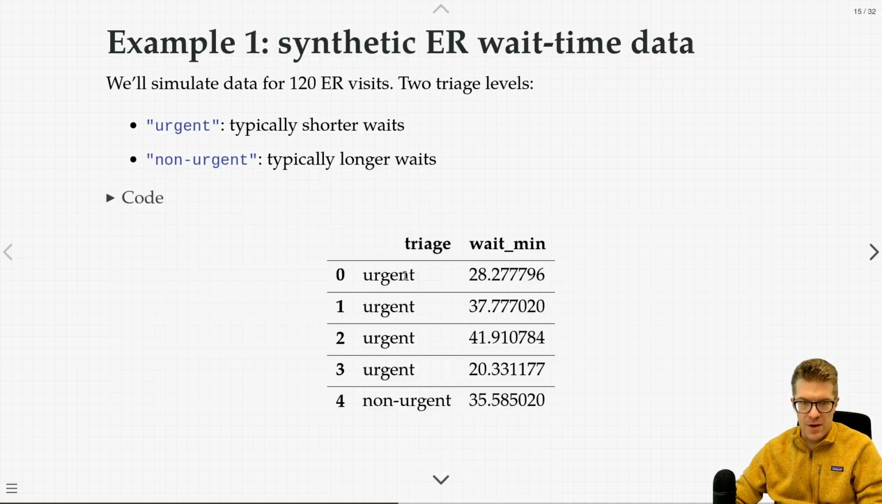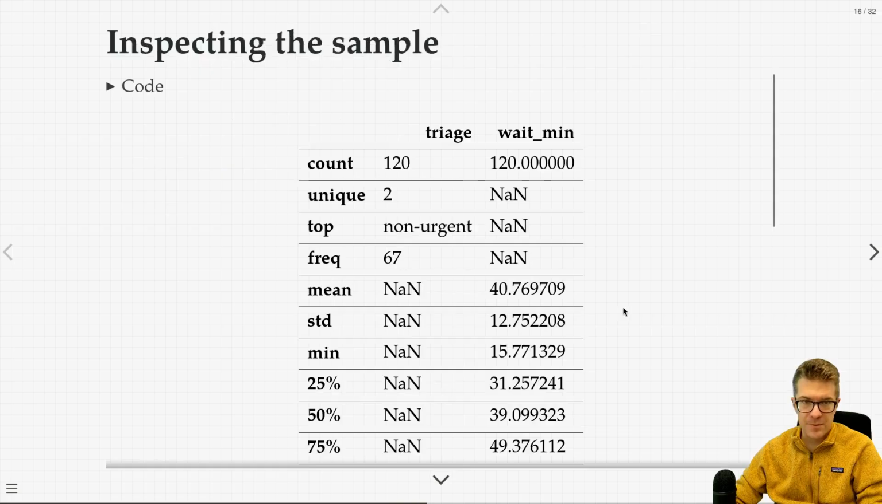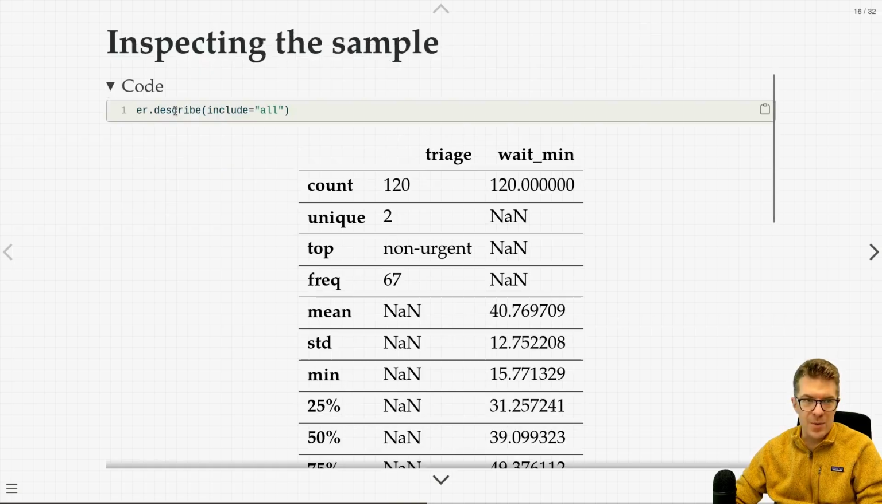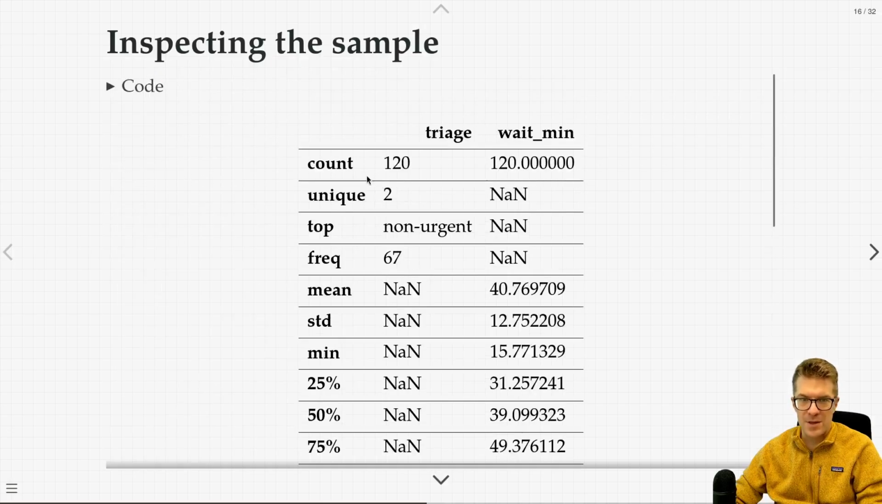So we have one patient. They're viewed as being urgent. Their wait time is 28.3-ish minutes. Someone who's flagged as being non-urgent might have to wait 35.6-ish minutes. So we can go ahead and inspect this sample. Again, passing to the describe function include everything will give you output like this.